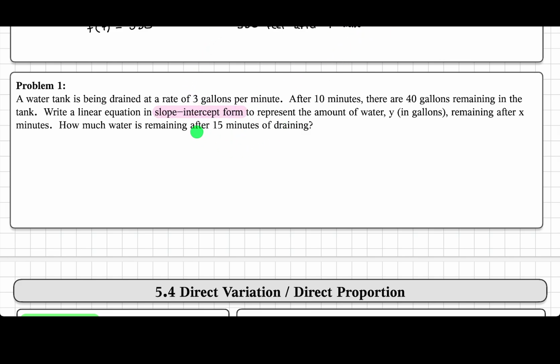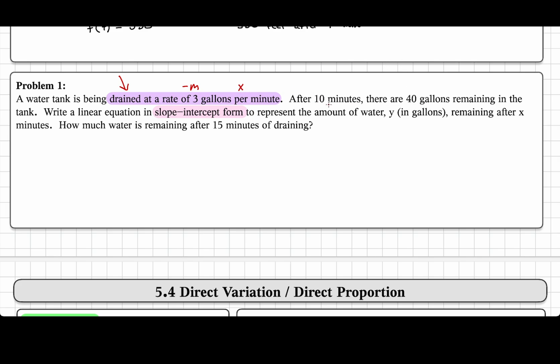Do they give us a y-intercept in this one here? It says the water tank is being drained at a rate of 3 gallons per minute. So I'm going to go ahead and identify that as my m, not my y-intercept. In this one, our m is negative because it's draining. So that means we're going to have a downwards direction here per minute. So negative 3x. After 10 minutes, there are 40 gallons.